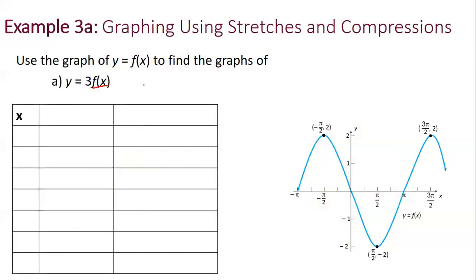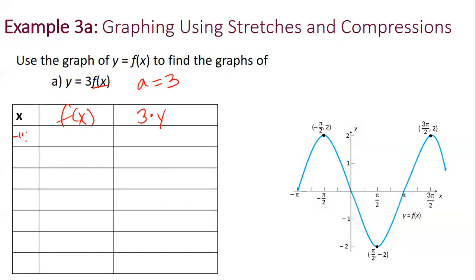My f of x, because my a equals 3. So my original f of x is unchanged, but my transformation is that to each one of my y values, I am multiplying by 3. Does that make sense? So my x values, if I write them in order, negative pi over 2, do you see it?